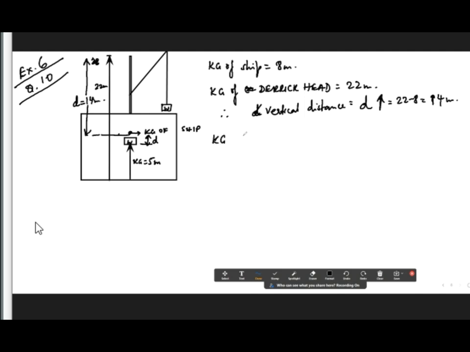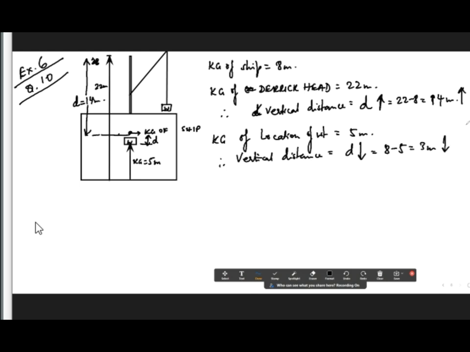Similarly, we also have the KG of the location of the weight, which is equal to 5 meters. Therefore, the vertical distance, in this case D downwards, is equal to 8 minus 5, 3 meters. And obviously, displacement is given as 6,000 tons and the weight is 20 tons.